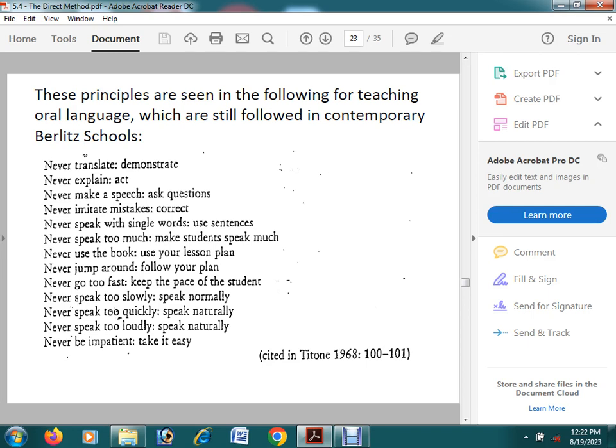Okay, and never be impatient. Take easy. অনেক সময় আমরা what do you think, আপনি এটা পারেন না, এটা করতে পারছেন না। That is the impatience of the teachers, okay, or instructor, what we can say. That in case of direct method, don't be impatient. Take it easy. That means it's very natural.